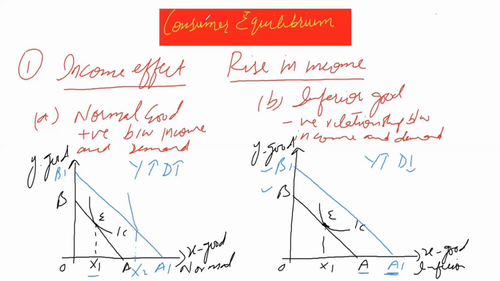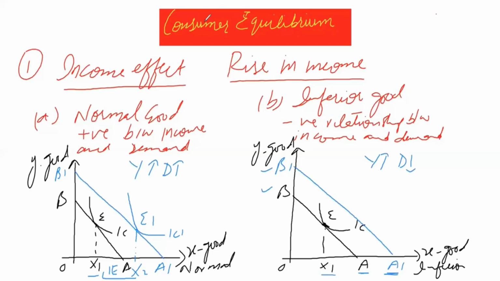However, in the left hand side graph, new equilibrium will take place at E1, where consumer purchases X2 quantity of normal good, which is greater than the previous quantity, so the gap between X1 and X2 is income effect.